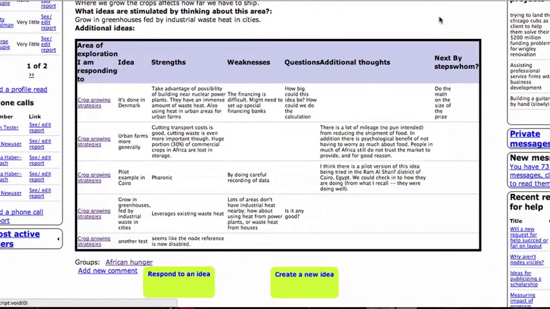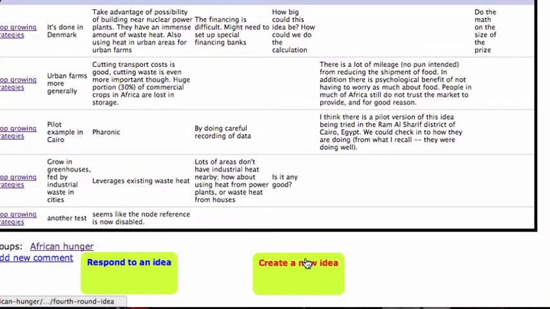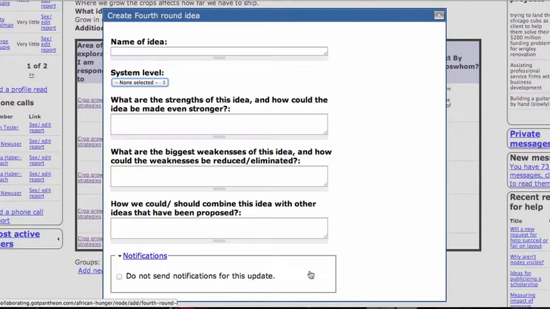Since the door is always open for other good new ideas, perhaps a totally new idea would be stimulated by looking at this, and a member can still create an idea here.